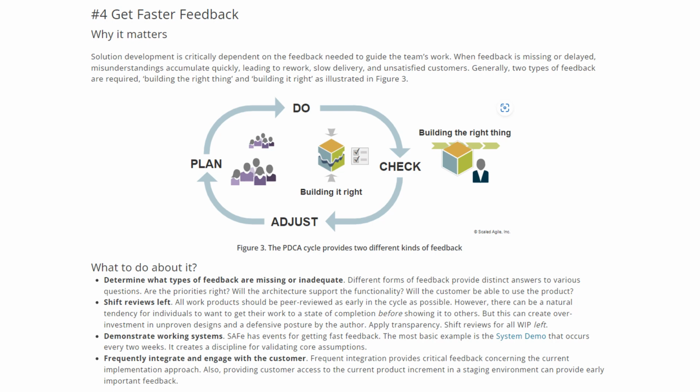Demonstrate the working system. SAFe has events for getting faster feedback. The most basic example is the system demo, right? At a team level, it's a sprint demo or iteration demo that occurs every 2 weeks. It creates the discipline for validating core assumptions. The fourth option is frequently integrate and engage with the customer. Frequent integration provides critical feedback concerning the current implementation approach. Also, providing customer access to the current product increment in the staging environment can provide early important feedback.